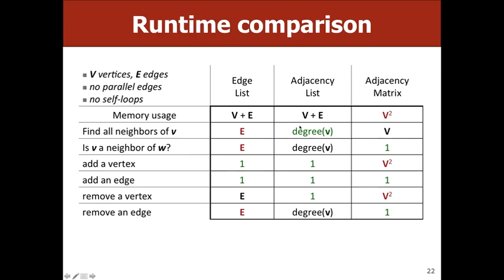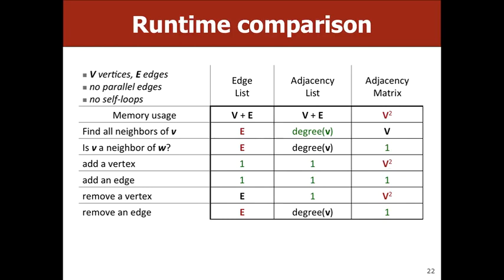Okay, so this chart basically shows the costs and trade-offs of each of these different implementations. There's not one that's universally better. So this goes back to it depends on what you're doing. The stuff that's green is the winner in that operation, and the stuff that's red is the loser. So adding a vertex is best in edge lists and adjacency lists and worse in adjacency matrix.